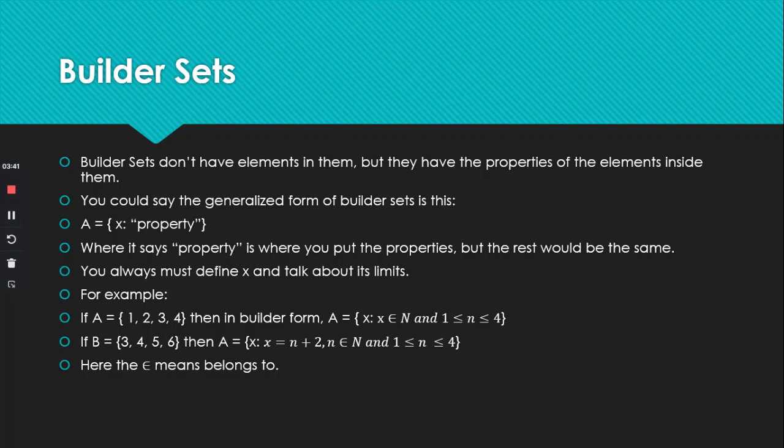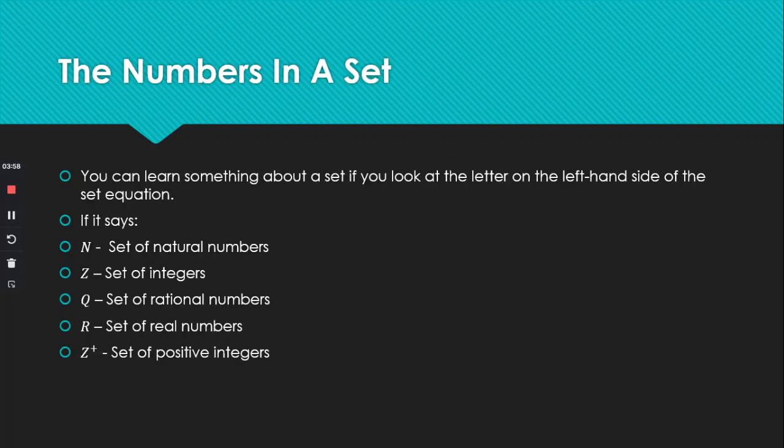If this sounds a bit confusing, you can go back through the video and listen to that again. But to make it easier, this ∈ sign means belongs to. And the N means natural numbers, as shown here. Because the numbers in a set truly do matter.